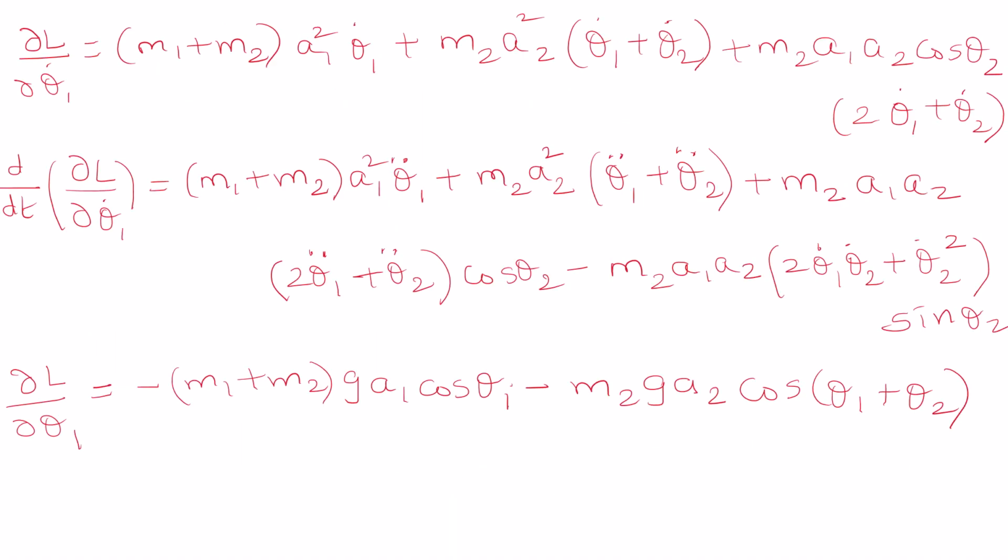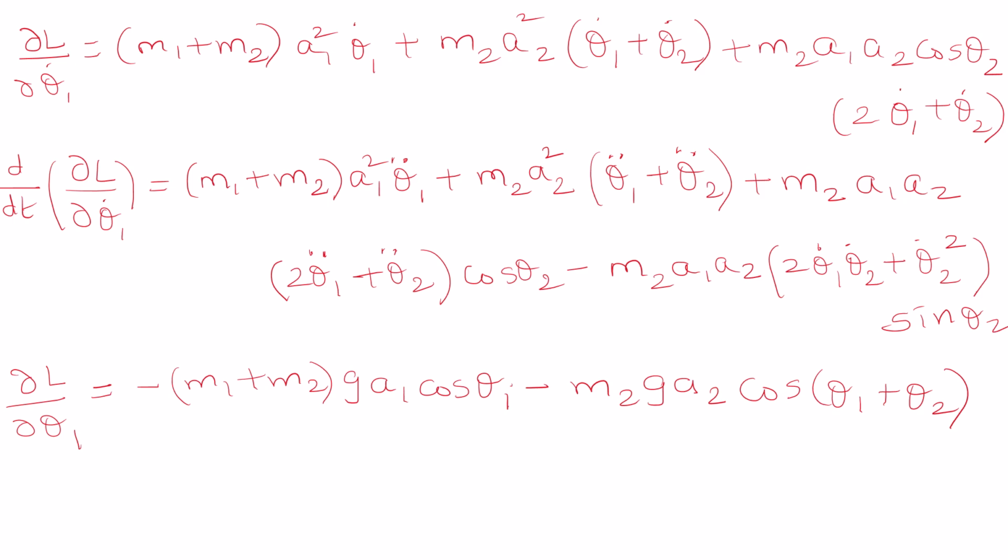So we have got the Lagrangian. Dou L by dou theta 1 dot will be (m1 plus m2) a1 squared theta 1 dot plus m2 a2 squared (theta 1 dot plus theta 2 dot) plus m2 a1 a2 cos theta 2 into (2 theta 1 dot plus theta 2 dot), right?